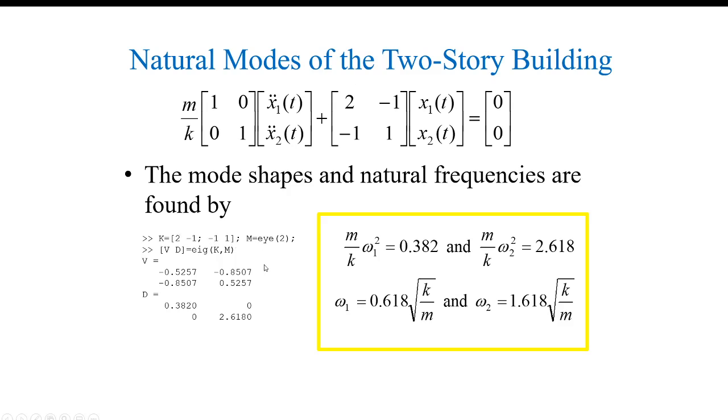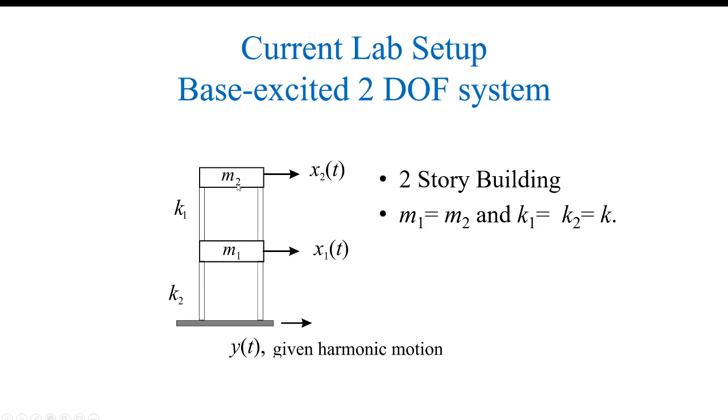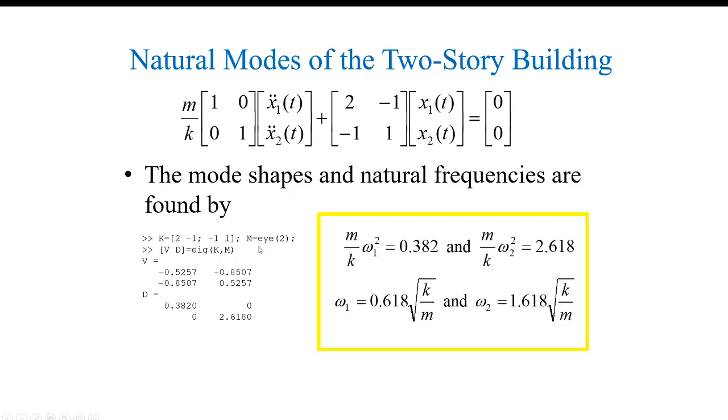This is unique to our system, with the masses being equal to each other and the springs k being equal to each other. And then M is the identity matrix, 1, 0, 0, 1. When you do the eigenvalue problem, you find this is your first mode shape, 0.5257 and 0.8507, with the first eigenvalue being 0.382. The way I wrote this problem, your eigenvalue is m over k times omega squared. That means your omega 1 is 0.618 times the square root of k over m.